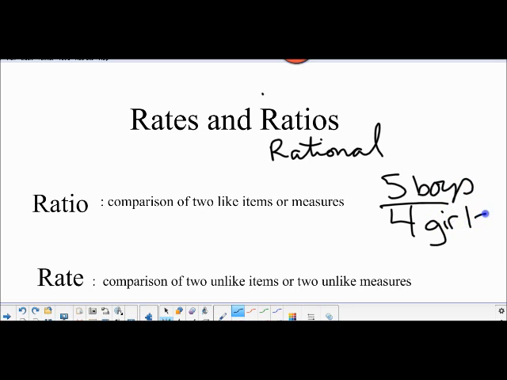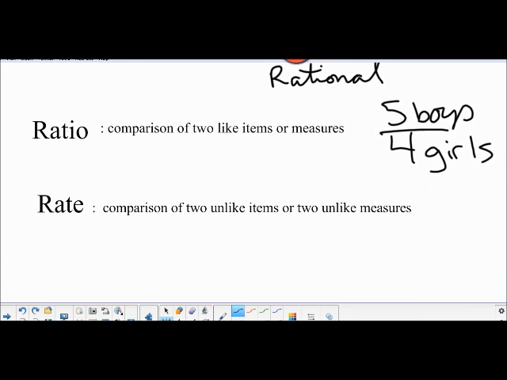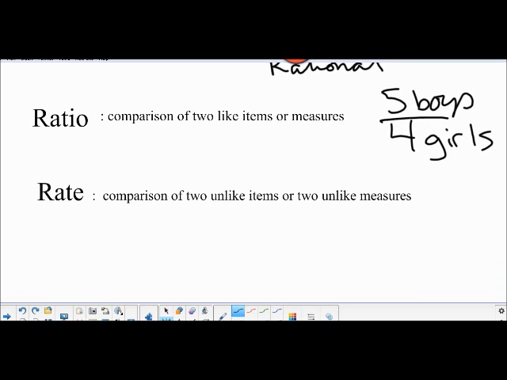And this is a ratio because although I'm sure most of us would tell me that boys and girls are different, they can both be grouped together as boy people or girl people. So we can label them with the same unit, people, and so that's a ratio. Whereas a rate is a little different. It's a comparison of unlike items or unlike measures.